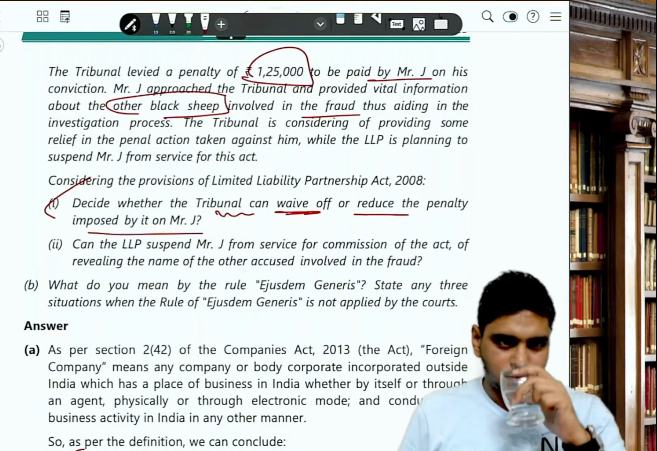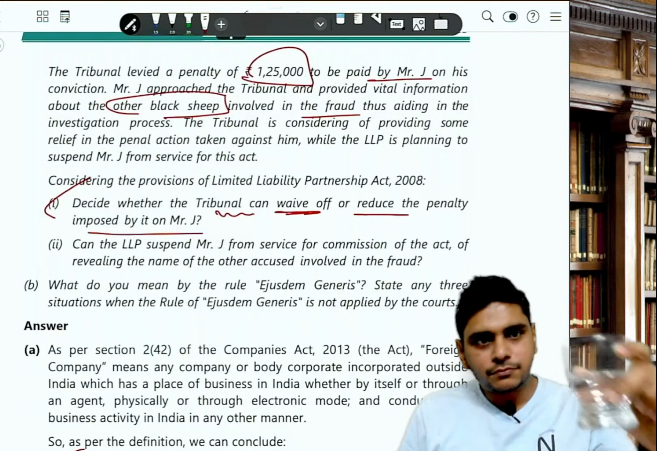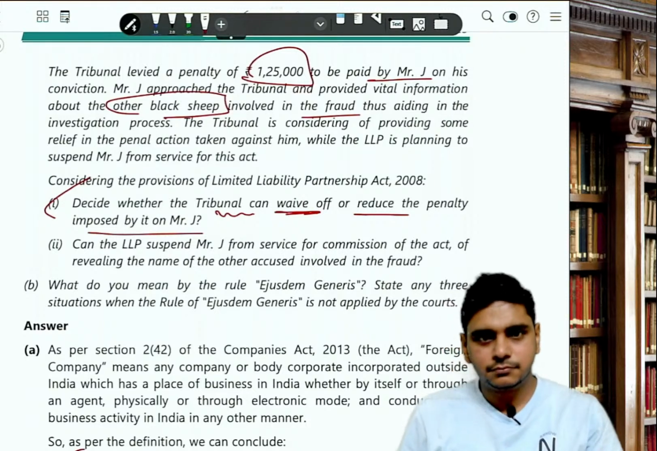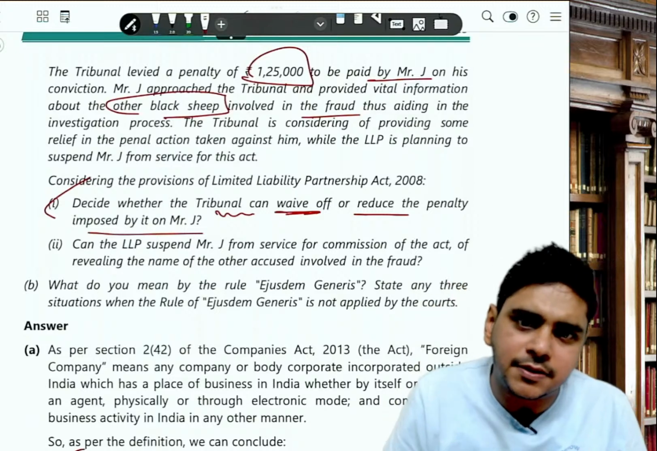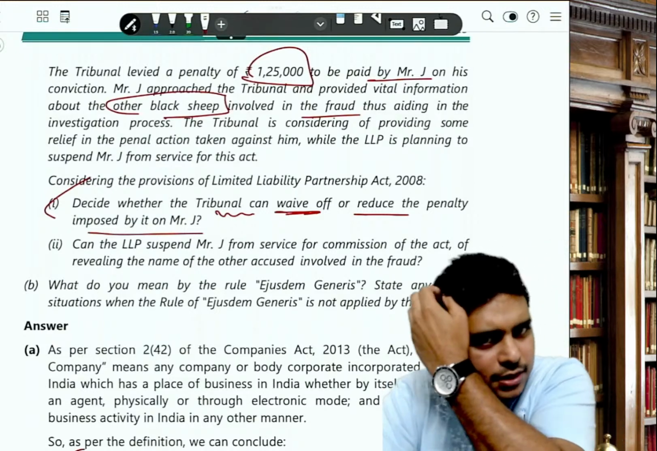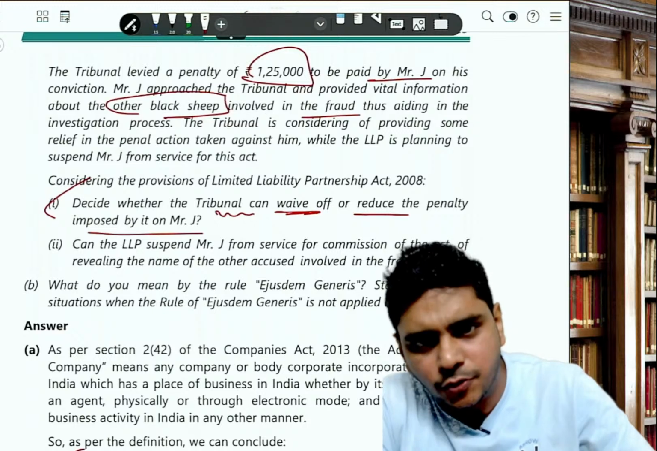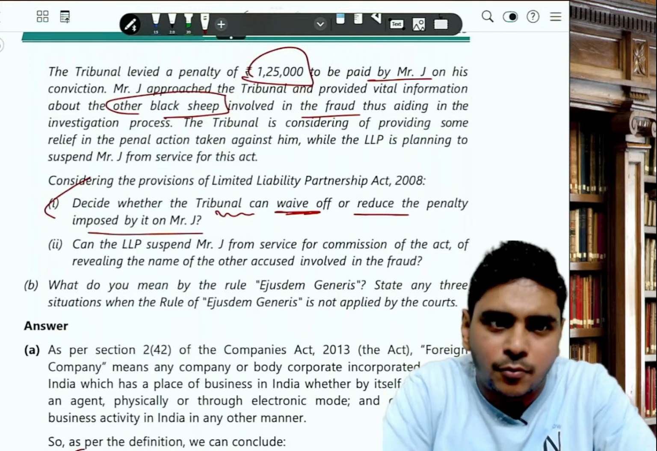Cheers guys, cheers. We just did the concept of whistleblower. It came in the exam. The tribunal has the power to waive off or reduce the penalty. I gave the Govind Swami example, whistleblower, correct?